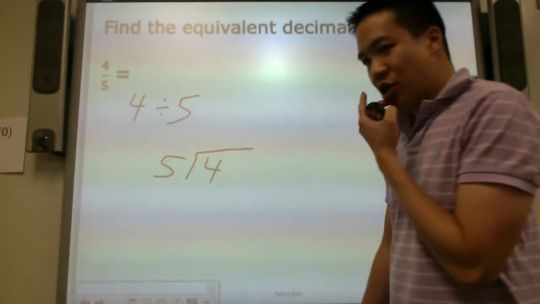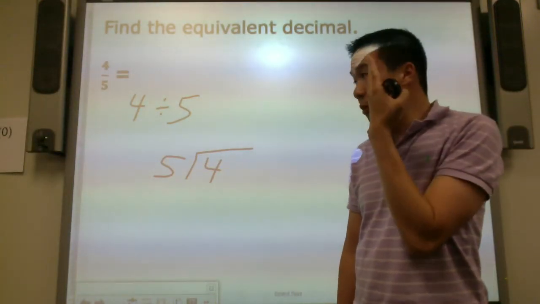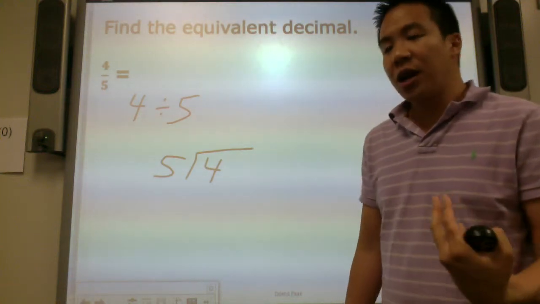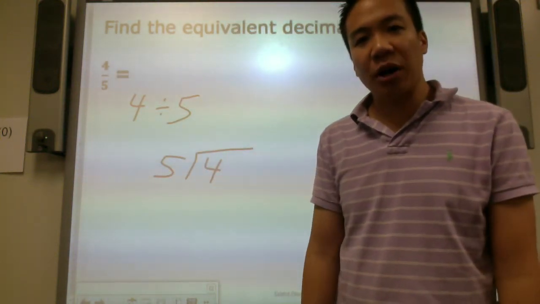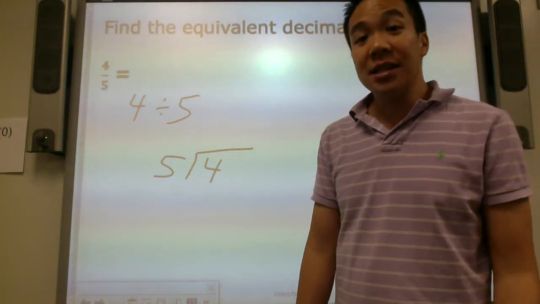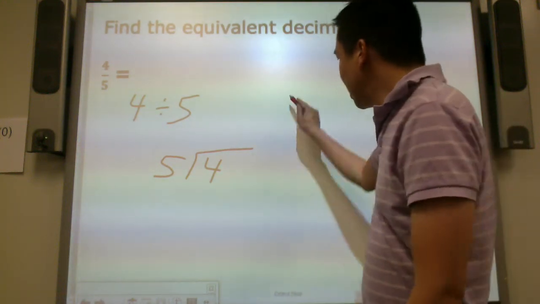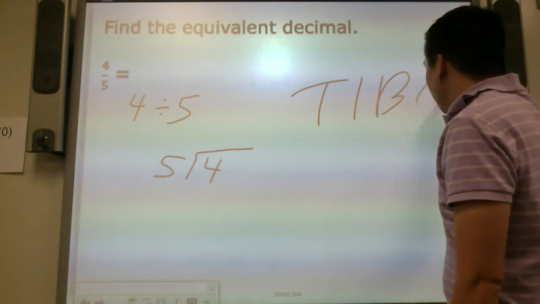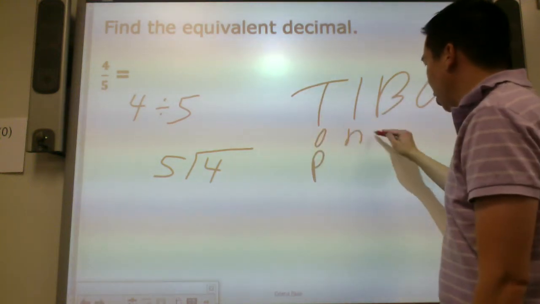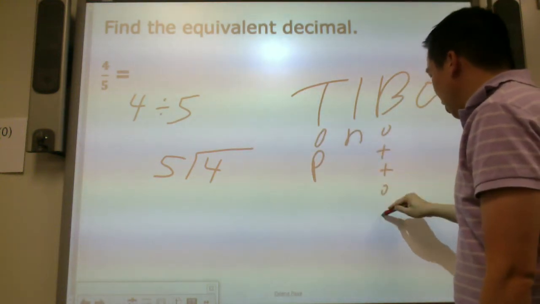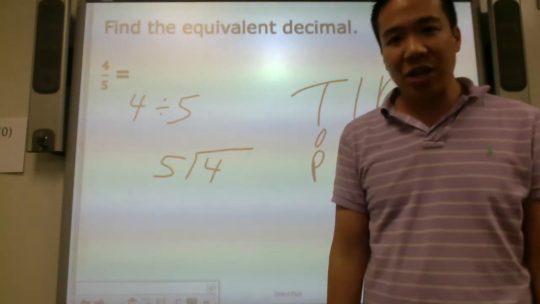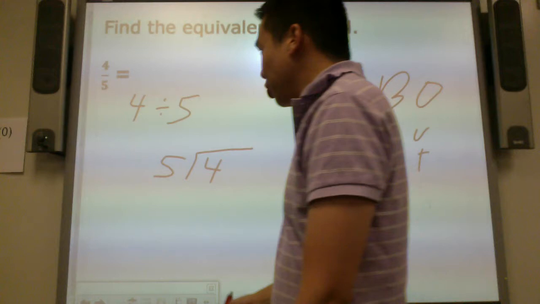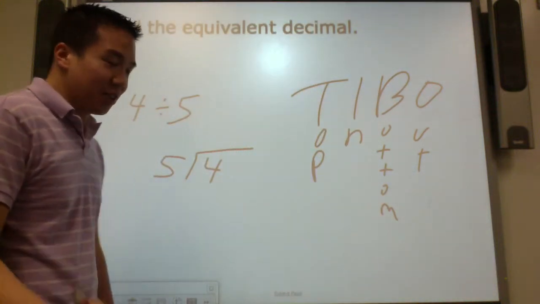Some kids get tricked by these. I've seen in the past where they can't figure out which number goes inside the division bar and which one goes outside. This is how I memorize it. It's called typo. It means top number goes in, bottom goes out. If this mnemonic can help you out, then use it. Honestly, I do use that as an adult.